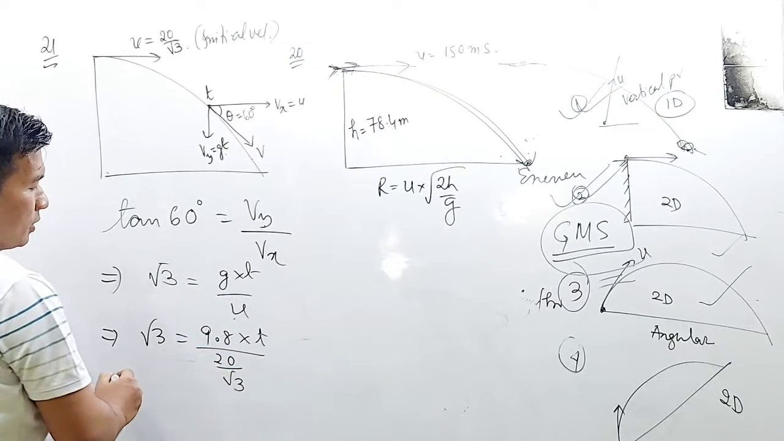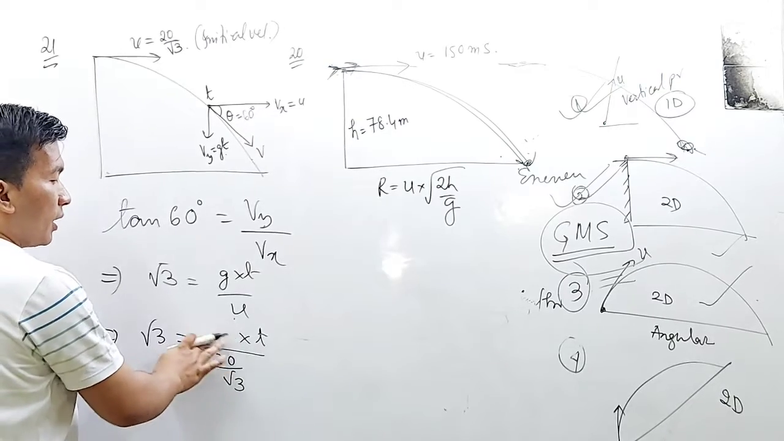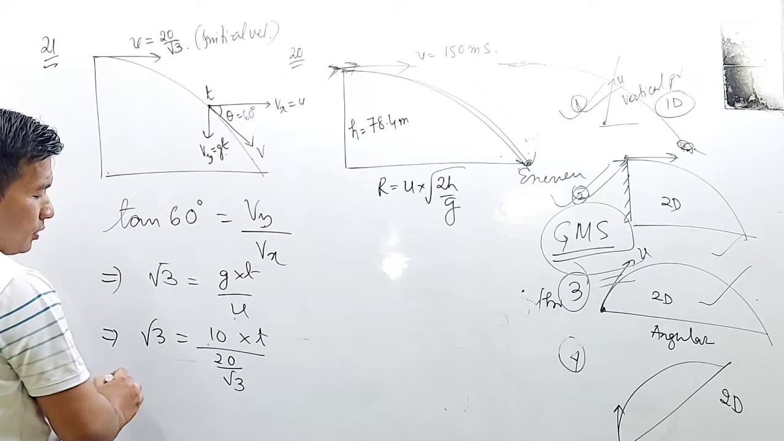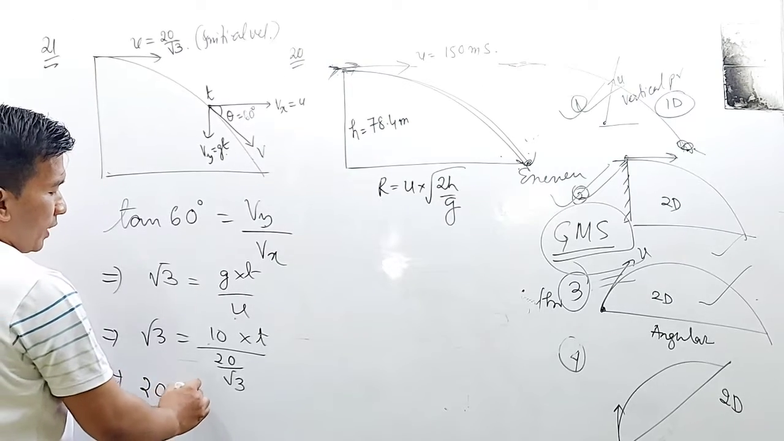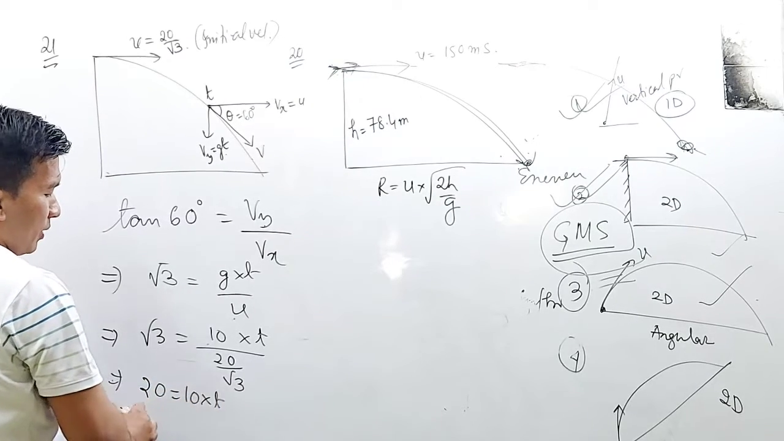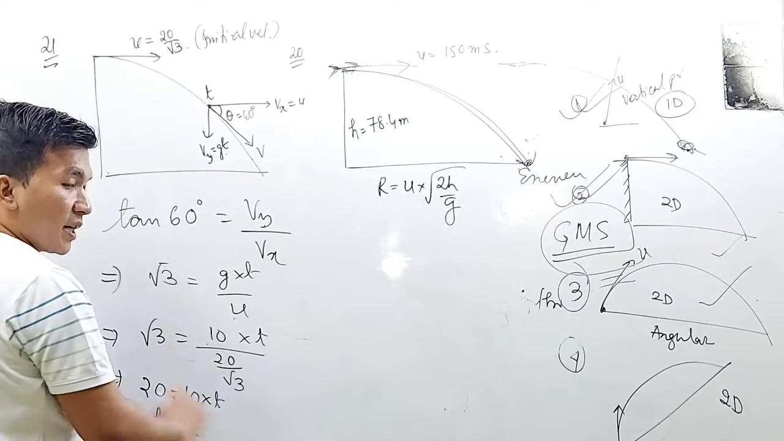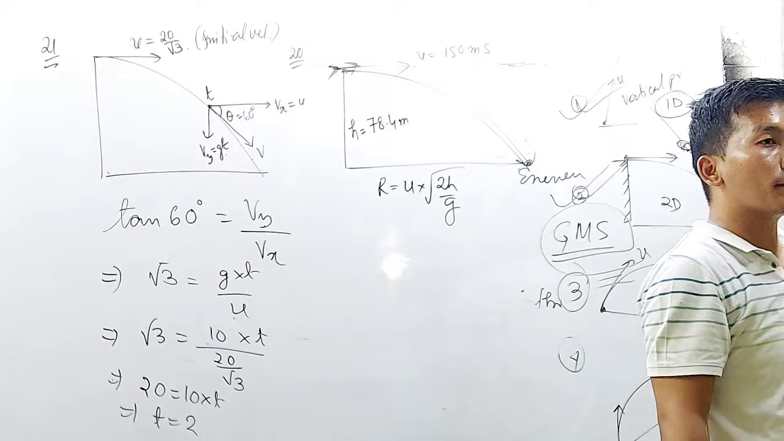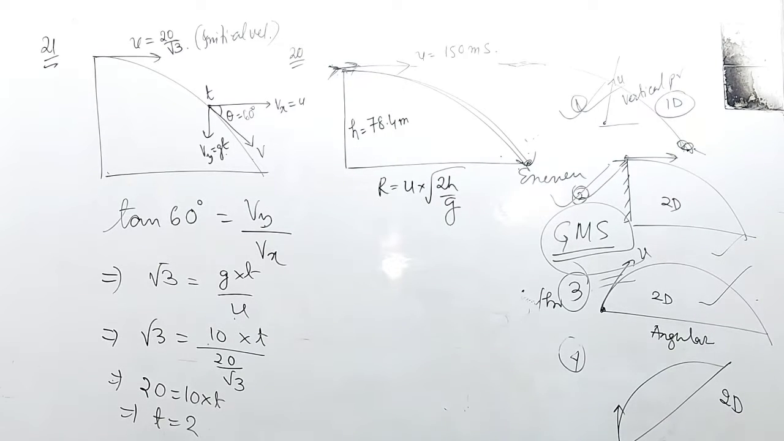Here this will be 10. Then we put it as 10. This will be 20 equal to 10 into t. Time will be equal to 2 seconds. After 2 seconds of projection, the projectile will make 60 degree with the horizontal line.